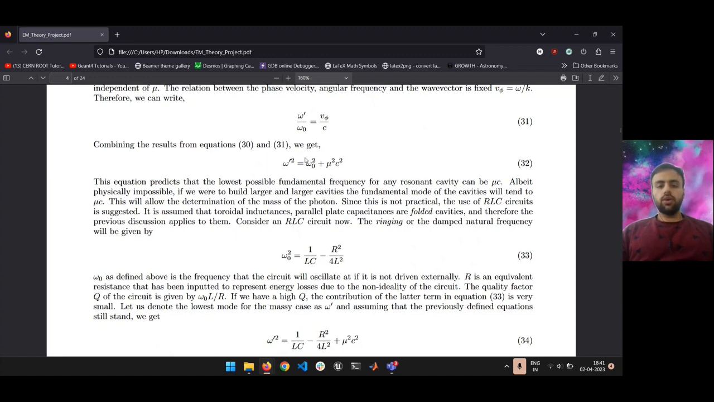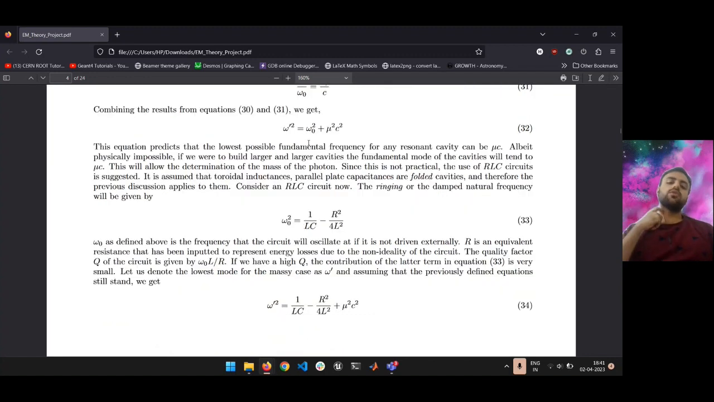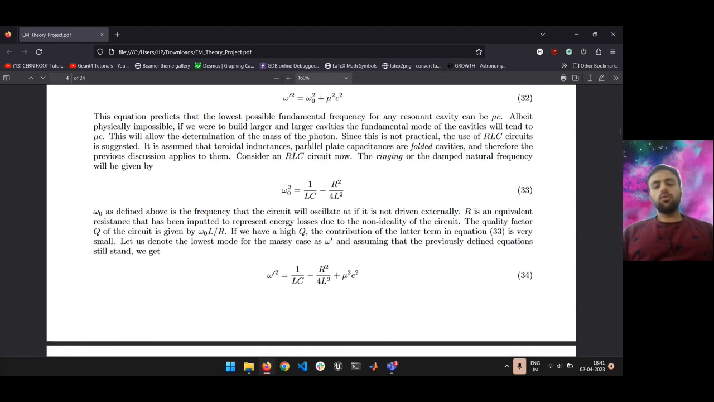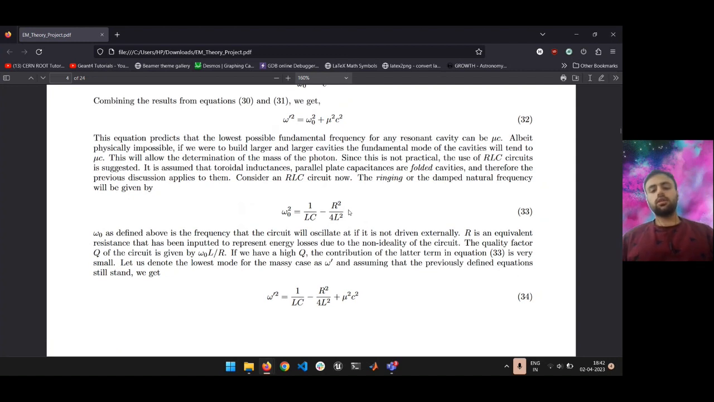So what we do here is, instead of trying to talk about resonant cavities, we consider RLC circuits. And we try to think of a way to check if we can get some sort of mass term here in an RLC circuit equation, and see if we can then devise ways to calculate it. So they considered an RLC circuit such that its resonance frequency is given by this value here. So this is the resonating frequency of a decaying transient.